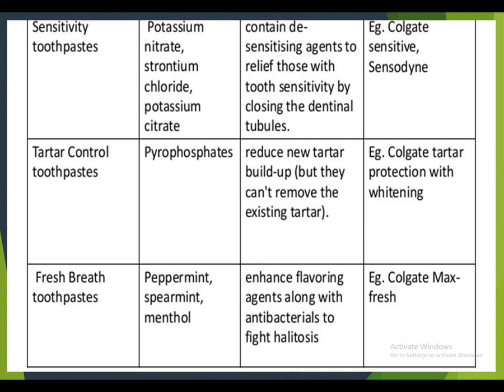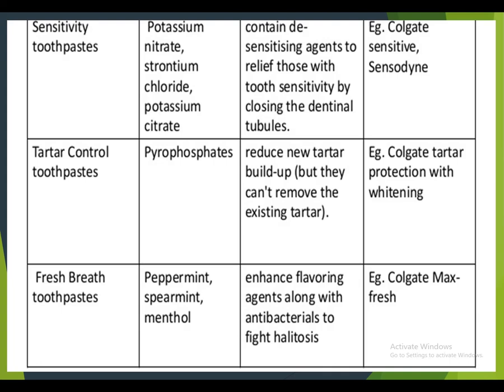Next is tartar control toothpastes. These pastes have pyrophosphates. These pastes are used to reduce new tartar buildup, but they can't remove the existing tartar. Example of these toothpastes is Colgate Tartar Protection with Whitening toothpaste.